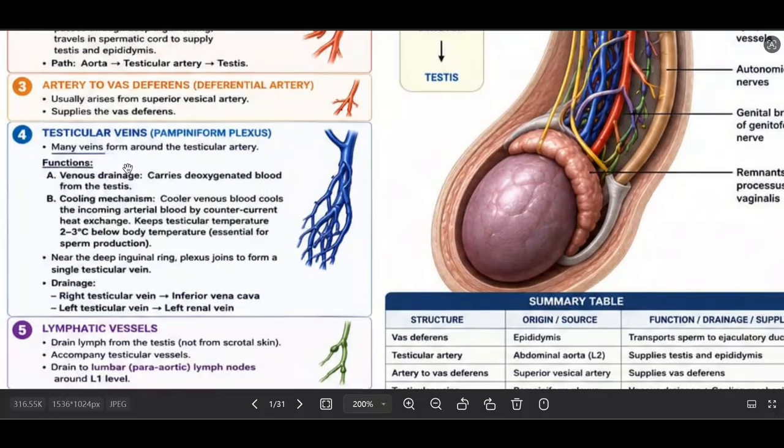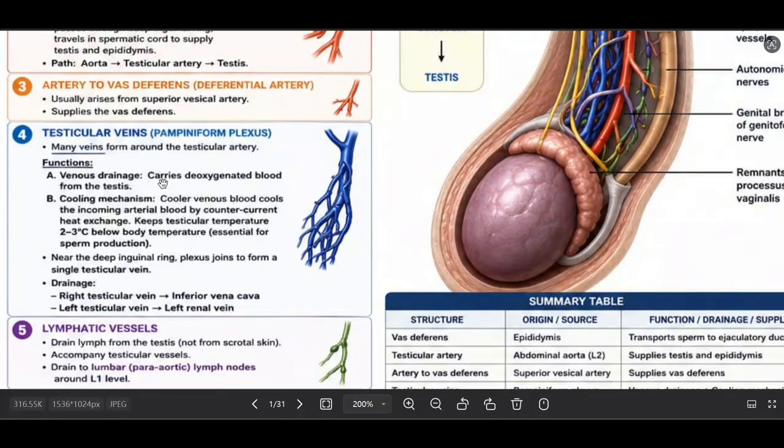Now, what are the functions of the Pampiniform plexus or these testicular veins? The first main function, as their name suggests, is venous drainage. They carry the deoxygenated blood from the testes. Now about the cooling mechanism, that is also a very important and different function of the testicular veins. So what is the reason? The venous blood is cooler than the arterial blood, and the Pampiniform plexus cools the incoming testicular artery.